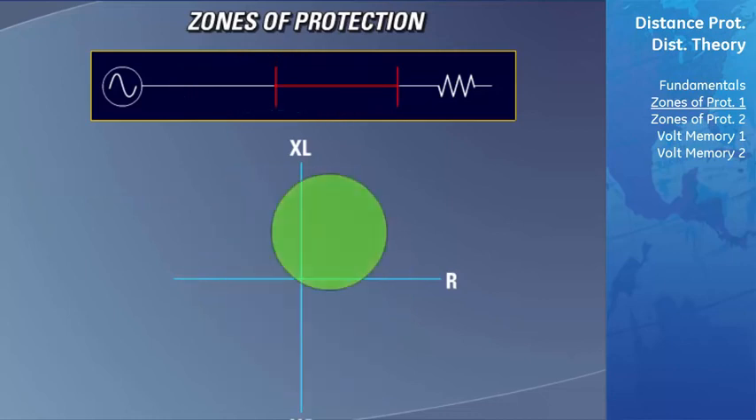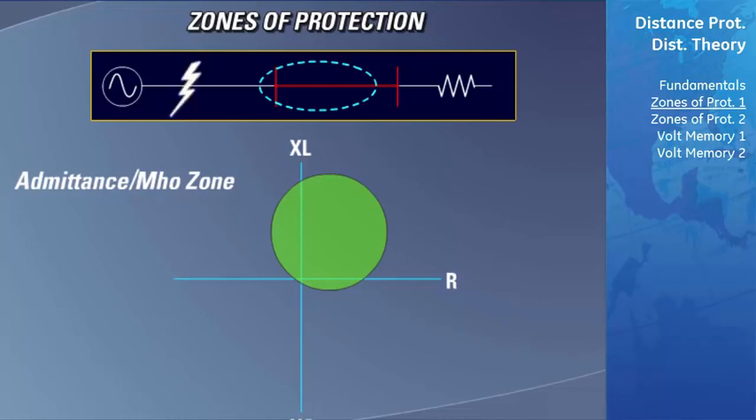The next zone of protection is the admittance or Mho circle zone. A Mho circle zone is the most common type of protection zone that is used in transmission line distance relays. A Mho circle zone detects whenever the impedance of the transmission line falls within the area defined by the Mho circle. This type of zone is inherently directional and will not detect faults that fall in the reverse direction of the transmission line, since that point will fall outside of the circle.